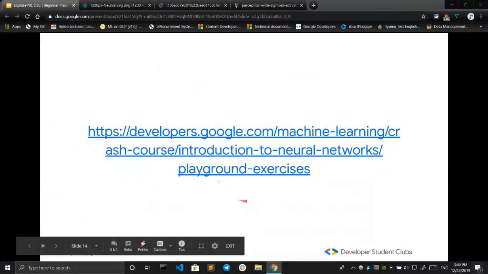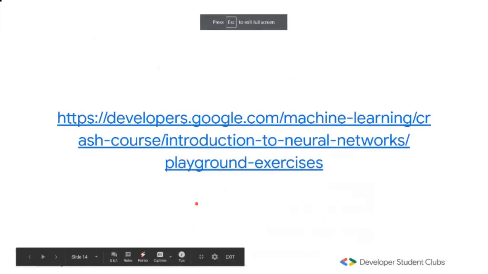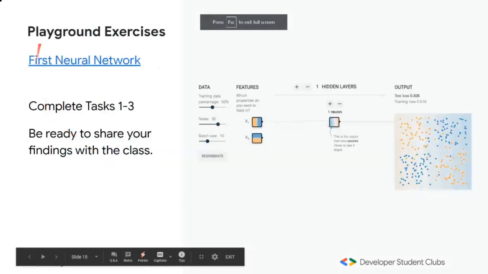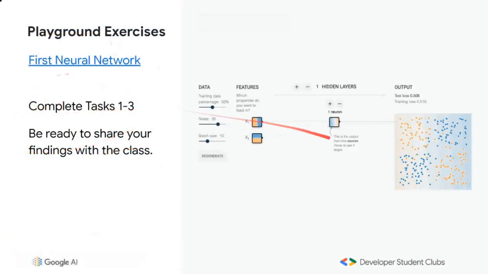So go ahead, use the link, and try to do the 3 exercises. In the first neural network, the instructions are given over there. You need to separate these using these nodes, input features, and number of hidden layers, and try to lower the loss and get a better prediction.